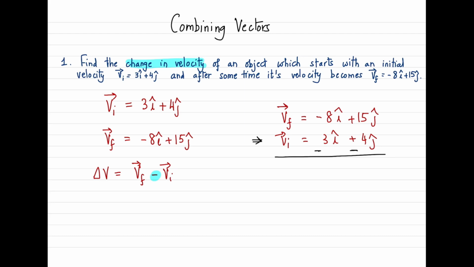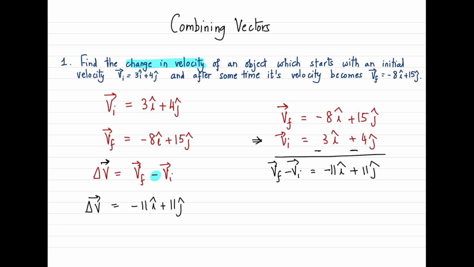So when I find vf minus vi, we'll get minus 8 and minus 3 gives us minus 11i, plus 15 and minus 4 gives us plus 11j. So that's our delta v. So this is a vector. Delta v vector is equal to minus 11i plus 11j.